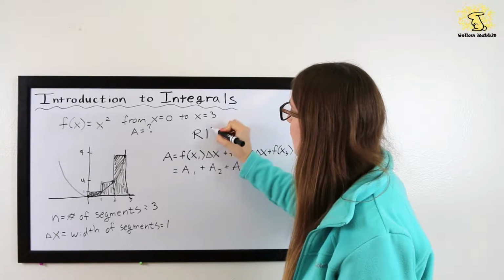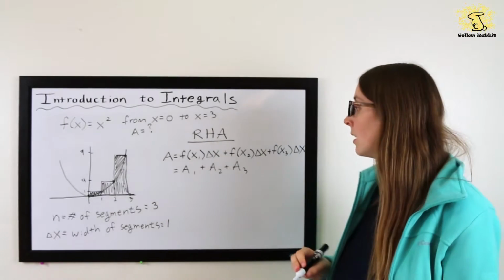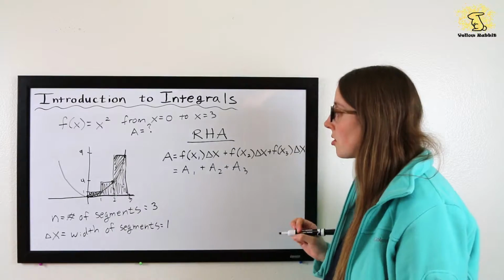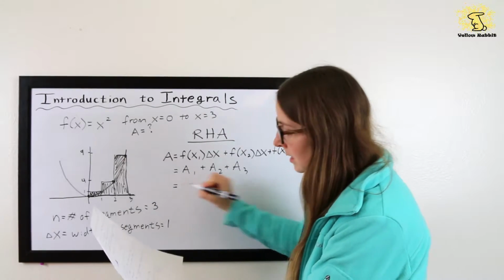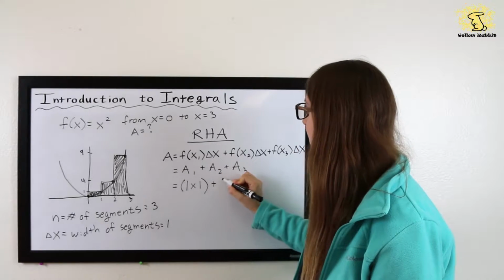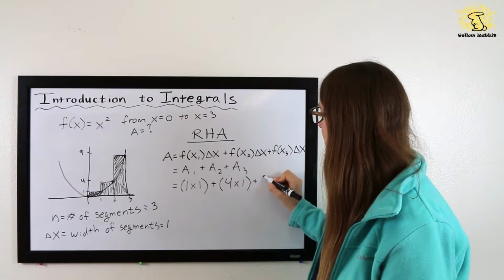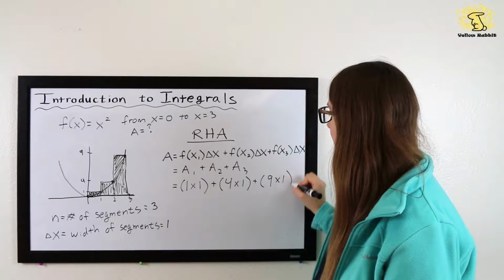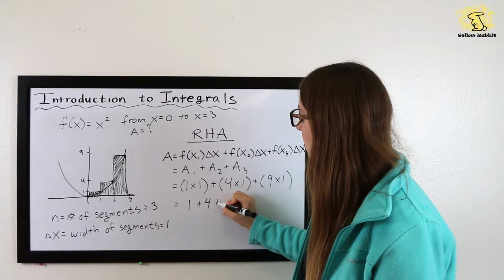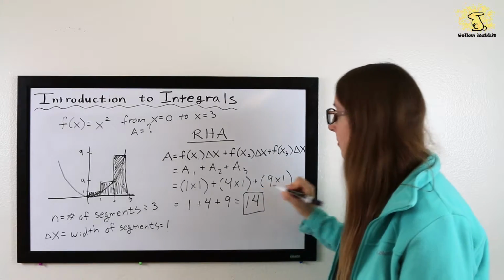Let's abbreviate this. Right-hand approximation. We'll solve for the area the same way, summing up the area of each individual rectangle. In this case, the first one is a 1 by 1 rectangle. Second one, 4 by 1, and the last one, 9 by 1. So this gives us 1 plus 4 plus 9 for an area approximation of 14.